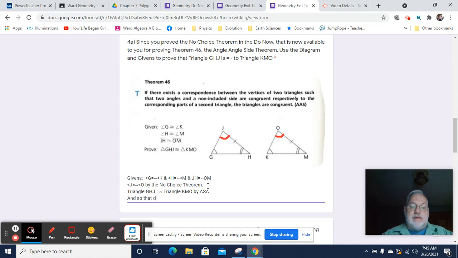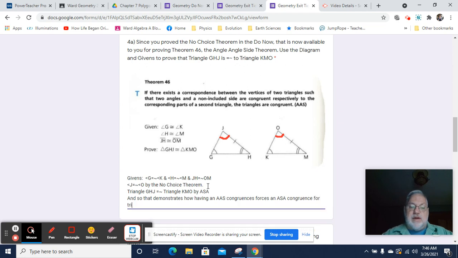And so that demonstrates how having an angle side congruence forces an angle side angle congruence for triangles. So angle side is sufficient to prove that two triangles are congruent, because it leads to angle side angle, which we've already demonstrated is one of our tools.